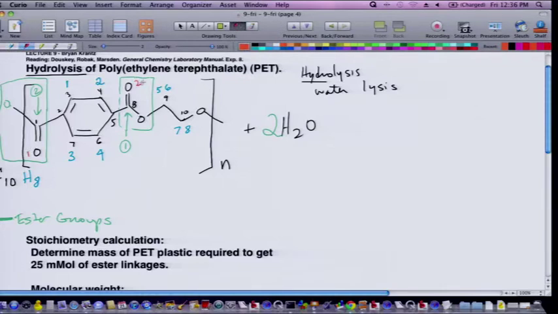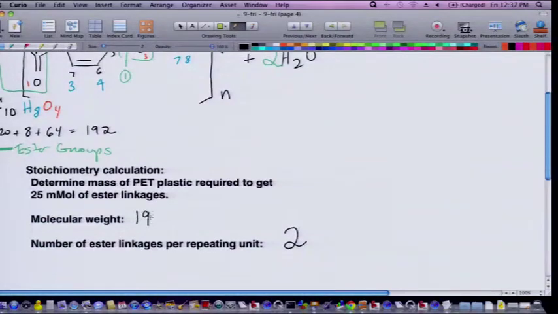Oxygens are easy to count because they're explicitly revealed in the structure. Oxygen 4. Now who could do the molecular mass of that really quickly in their head? Any savants in here? So carbon, 12 times 10, so that's 120. 8 for hydrogen, and then 4 times 16. Does anybody know that one? 64. Add them up, 192. It's kind of a fun number. 192 grams per mole. Don't forget your units.